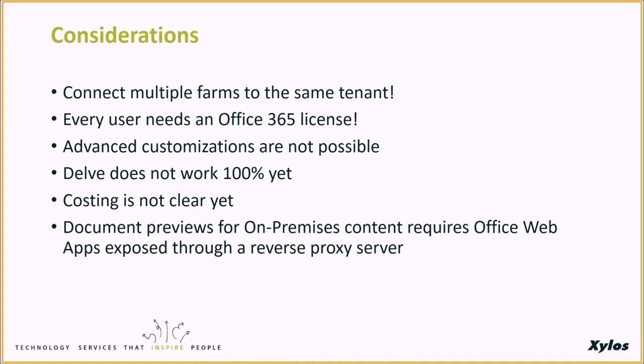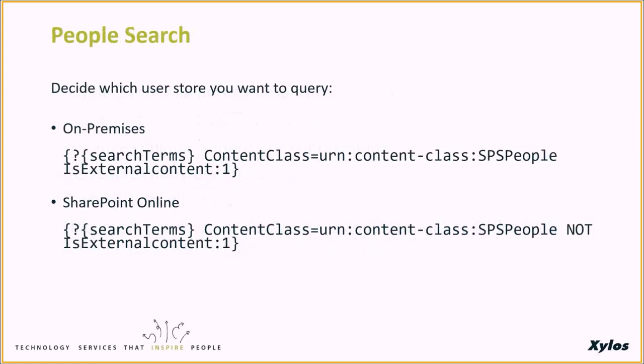If you want to have document previews for your on-premises content in SharePoint Online, you still need a reverse proxy server and, of course, an Office Web App Server. If you click on your SharePoint Online search result and it's a SharePoint on-premises search result, then you still need an on-premises Office Web App Server through a reverse proxy to make this work, because SharePoint is not going to send this document to the cloud and do Office Web Apps preview there. So then you still need additional stuff.